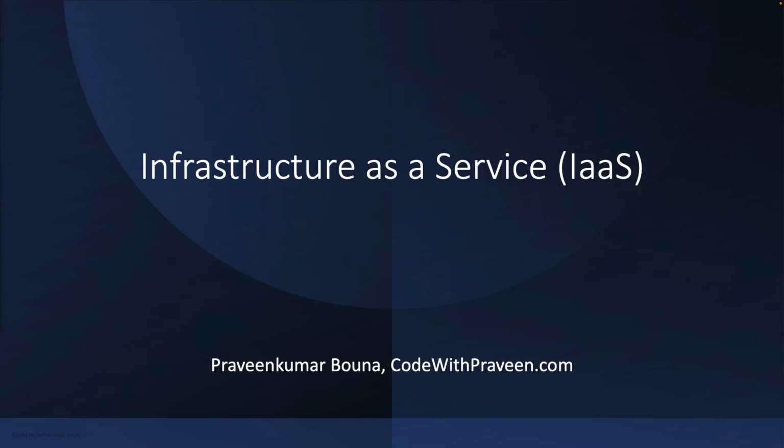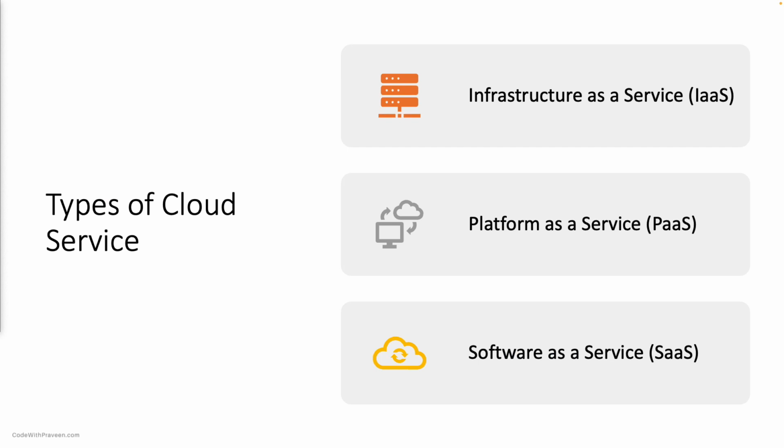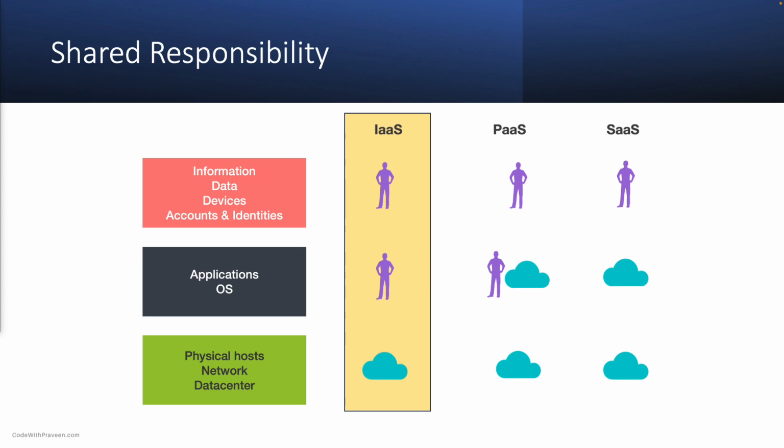In this video, you will learn more about infrastructure as a service. Earlier, we briefly discussed the three types of cloud services: infrastructure as a service, platform as a service, and software as a service. Of course, we have more services, but these are the most popular ones. We too had briefly touched upon the shared responsibility.